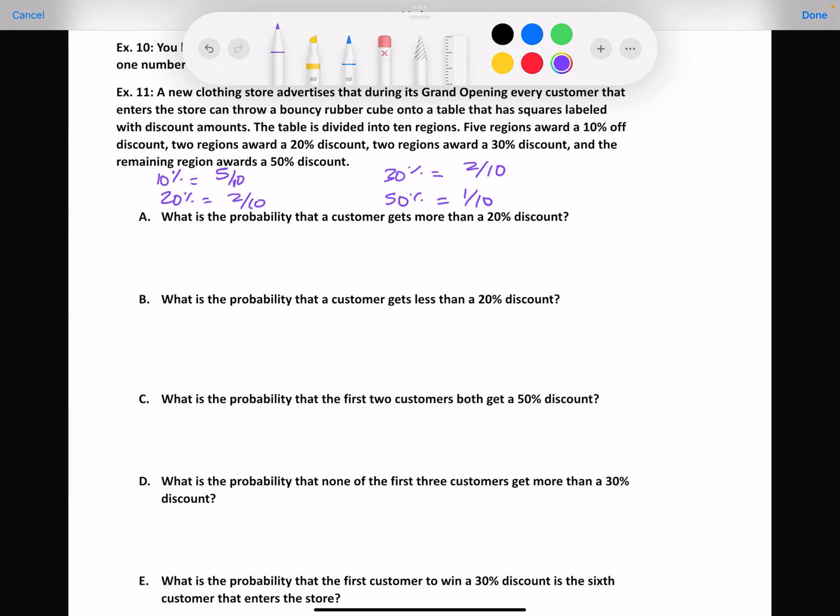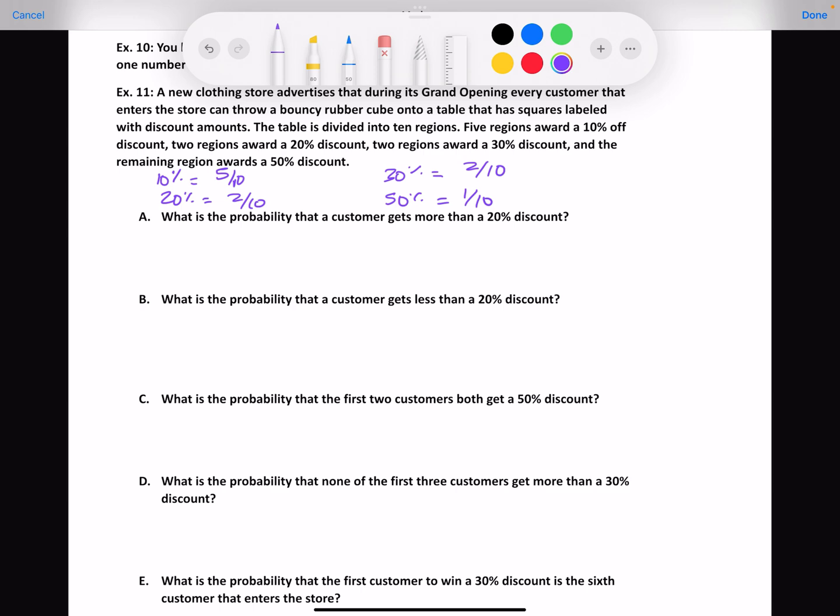So okay, it's not the best odds, but I want to get the 50. So what is the probability that a customer gets more than a 20% discount? More than 20 would be 30%. 3 out of 10.